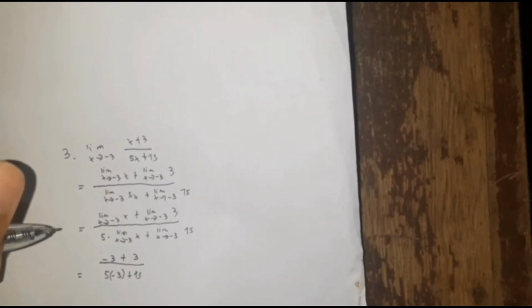For the last example, we're going to find the limit of x plus 3 over 5x plus 15 as x approaches negative 3. By substitution method, we'll come up with the equation negative 3 plus 3 over 5 times negative 3 plus 15. And if we evaluate it, we'll also come up with the answer 0 over 0, which is again undefined.